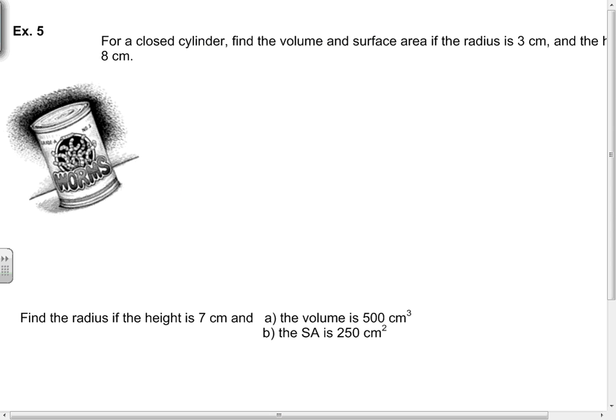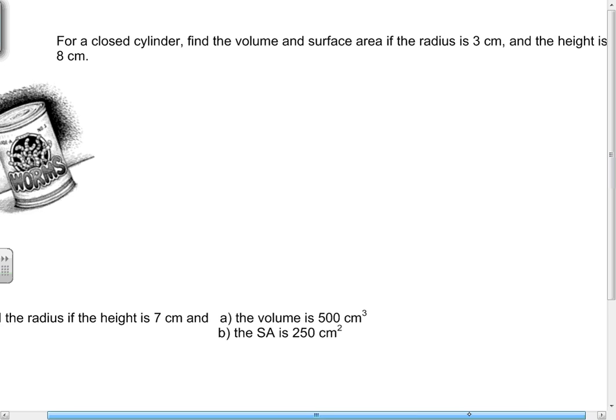I noticed it's example 5. I decided to skip example 4 because it was really difficult and not particularly helpful, I don't think, today. So we're going to finish off here with example 5 about a can. This is a reasonable size can this time. For a closed cylinder, find the volume and surface area if the radius is 3 and the height is 8.